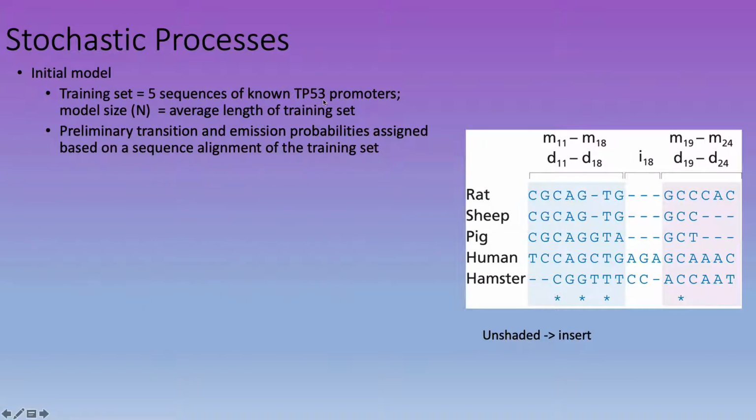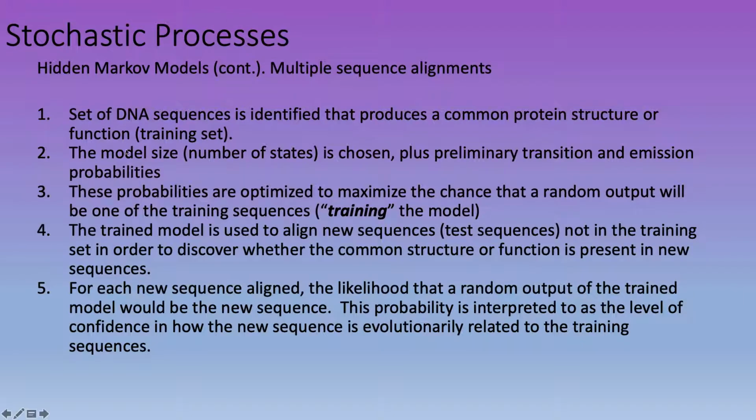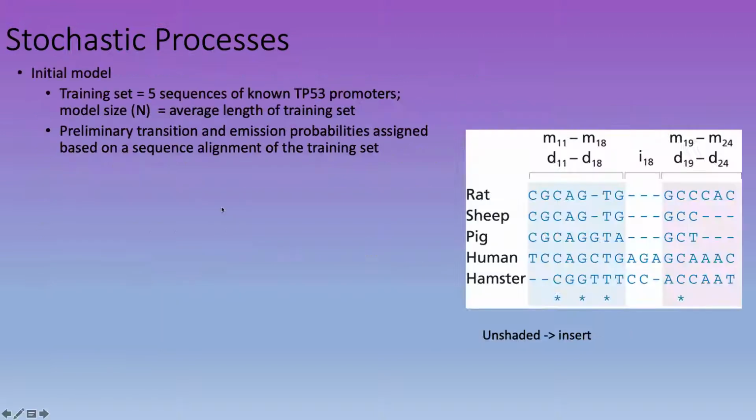Say we were looking at something like TP53 promoters. We're going to have our model size. Remember that one of the first things we do is set the model size. So first we get our sequences, then we set the model size. We see that we have rats, sheep, pig, human, and hamster as our data set. And then we can begin to set the model size.